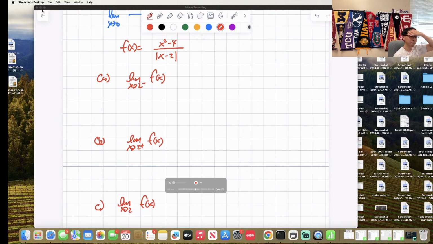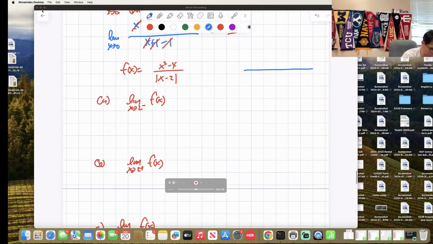So remember I told you, when you have absolute value, you are going to be using the definition of absolute value. It will make your life easier. So what does that mean? That means in terms of this, there's a function of x minus 2 here, and there's a function here of negative x minus 2.